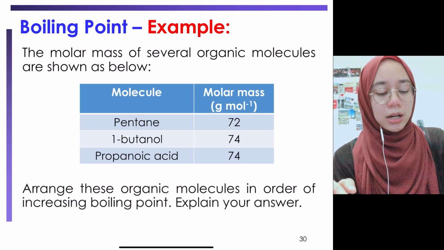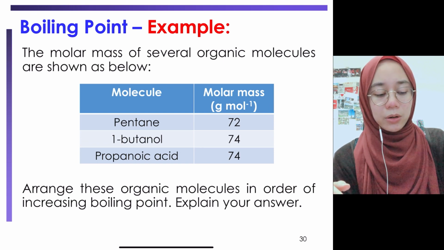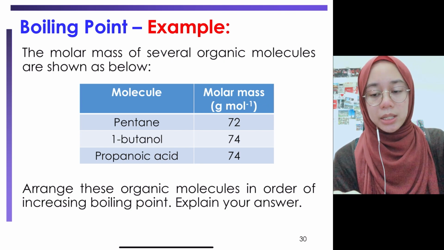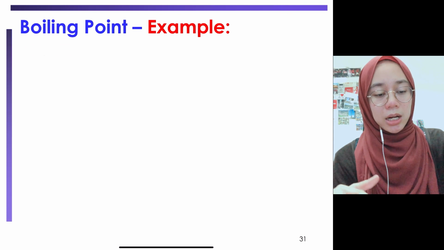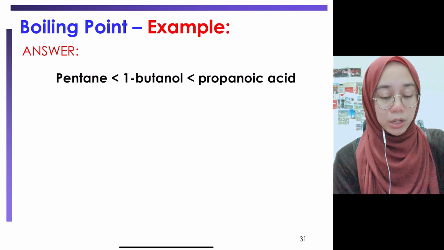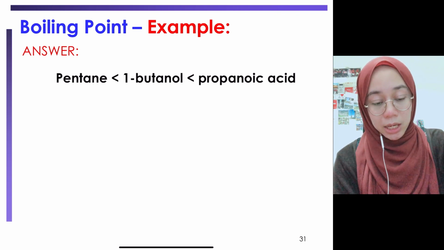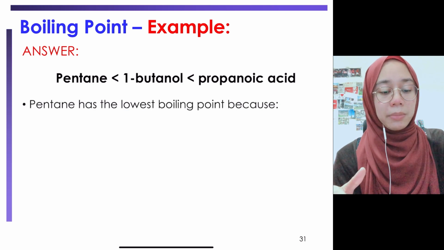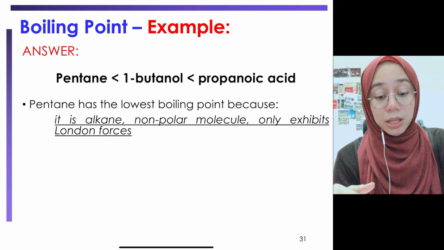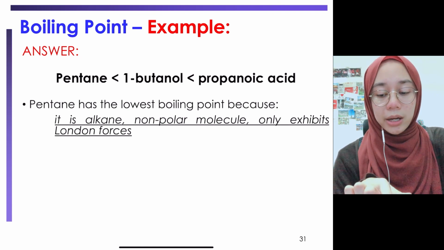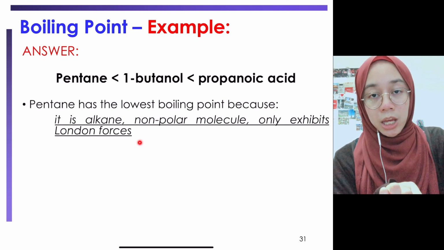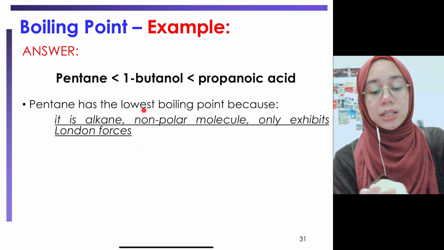Okay, so apa soalan dia kat sini? So soalan dia adalah, you are asked to arrange these organic molecules in order of increasing boiling point, and then you need to explain your answer. Okay, so dekat sini Miss just bagi points dia sahajalah. So basically the answer is pentane lower than 1-butanol, 1-butanol lower than propanoic acid. Okay, so kenapa? Apa reason dia? So pentane has the lowest boiling point because it is an alkane, a non-polar molecule, and therefore it only exhibits London forces, ataupun if you want to say weak van der Waals forces pun boleh. So that is why it has the lowest boiling point.